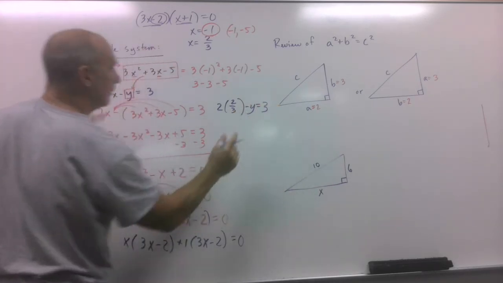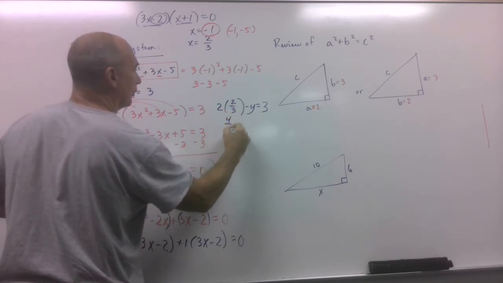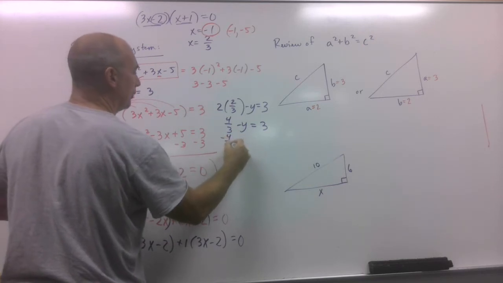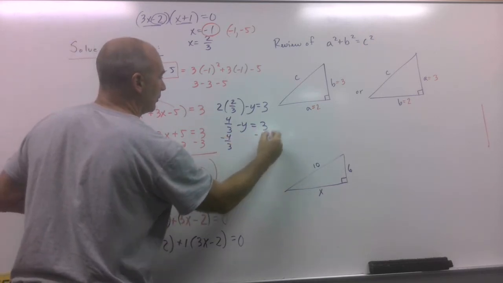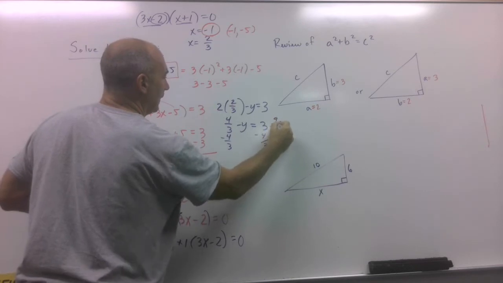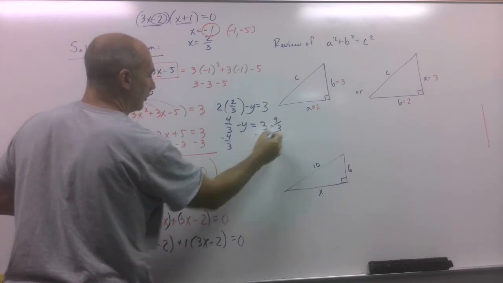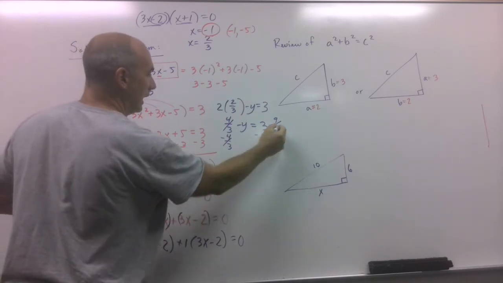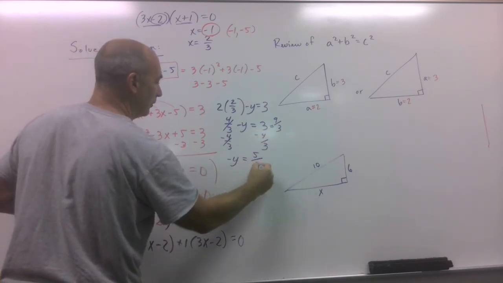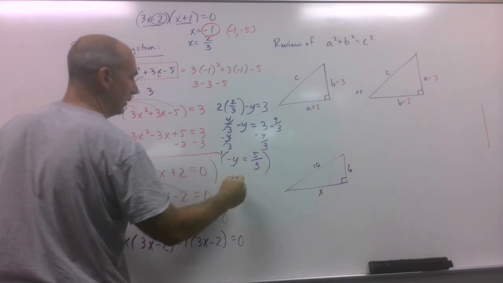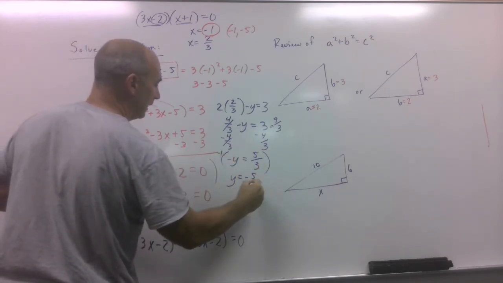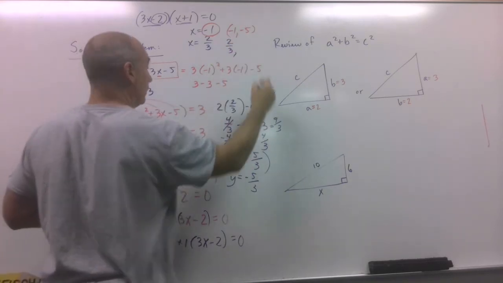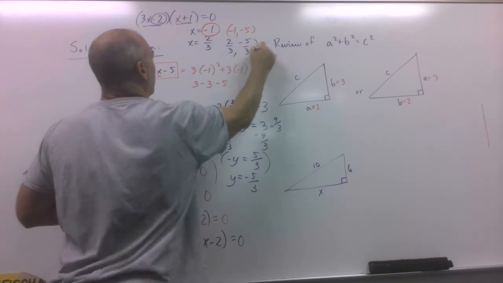Do this. So this is 4/3 minus y equals 3. I'm going to subtract 4/3 from both sides. I know 3 is the same thing as 9/3. So these cancel. Negative y equals 9/3 minus 4/3, which is 5/3. If I multiply that by negative 1, I get y is negative 5/3. So that would be my other answer: 2/3, negative 5/3. Okay, yeah.